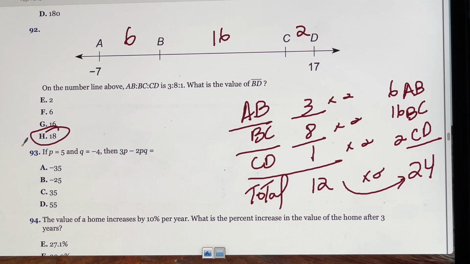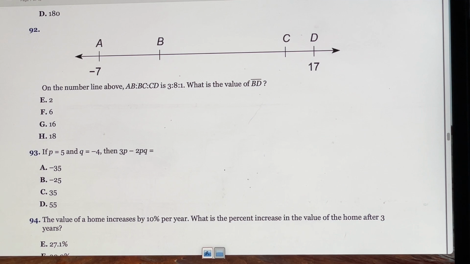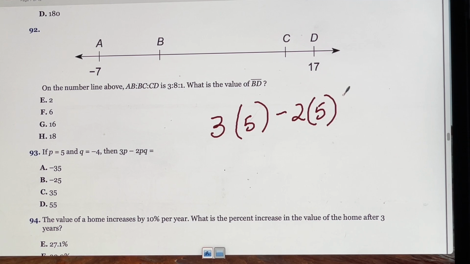93. If P equals 5 and Q is 9, then 3 times P, which is 5, minus 2 times P, which is 5, and Q is negative 4. 3 times 5 is 15. Well, this is going to be a positive, right, because we have 2 negatives, and 2 times 5 is 10, 10 times 5 is 40.